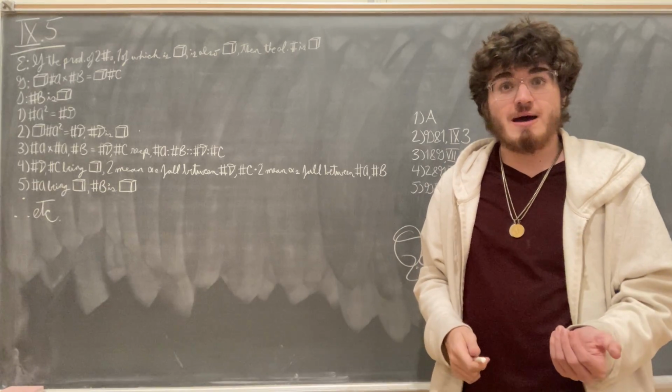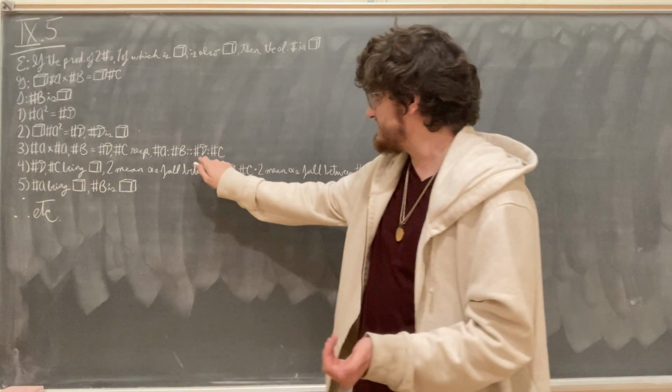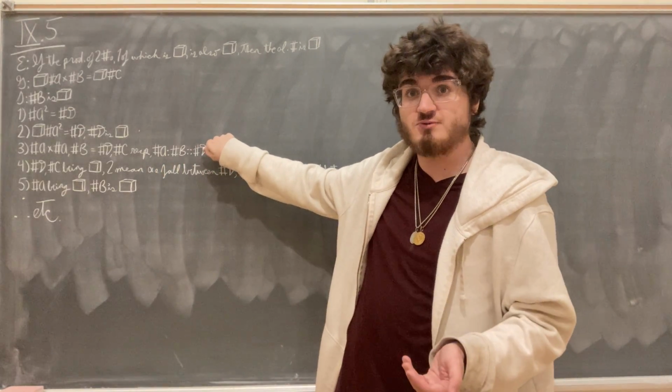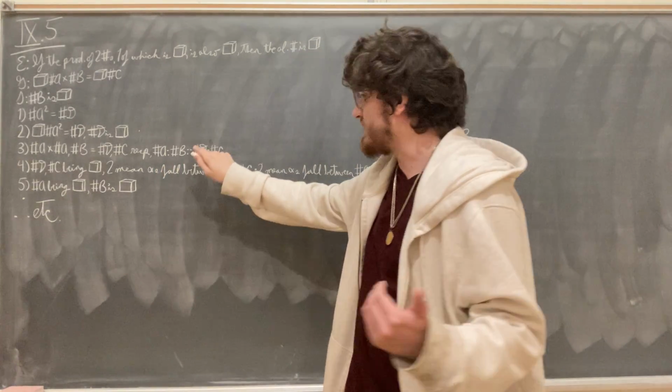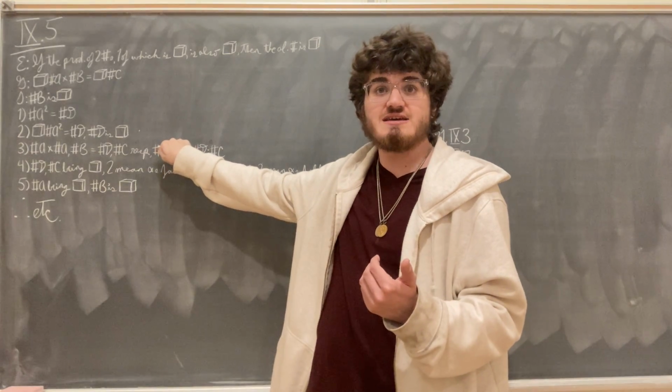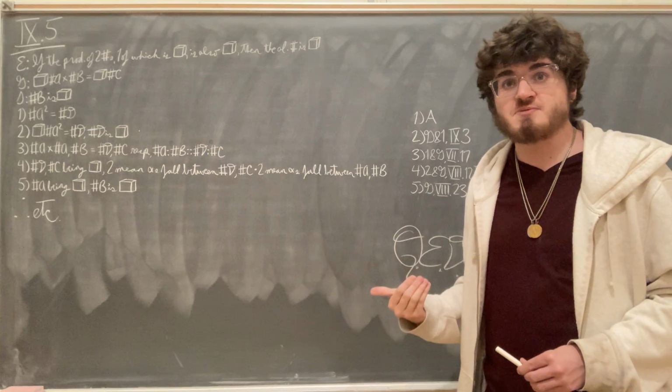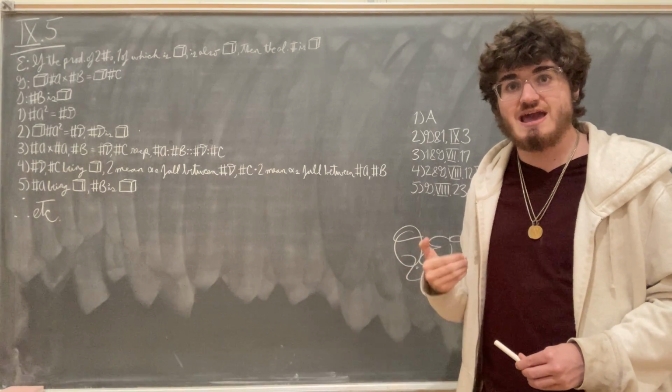But we also know from Proposition 8.8 that because D is to C just as A is to B, and two mean proportionals fall between D and C, then two mean proportionals also must fall between A and B. That's what Proposition 8.8 tells us. So there are two mean proportionals that fall between A and B.